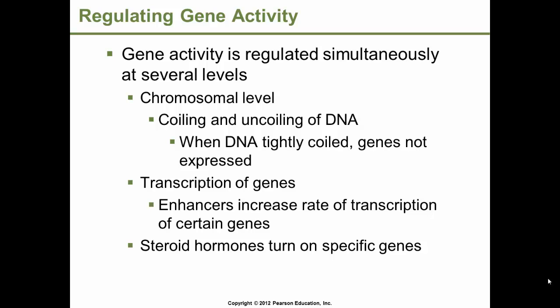Steroid hormones can turn on specific genes. Steroid hormones are lipids made of cholesterol. Thus, they can diffuse through the plasma membrane, bind to a receptor inside the cell, and go straight into the nucleus. They can bind to receptors in the target cell inside the cytoplasm. They find their way to the nucleus, the nuclear chromatin, and then can turn on specific genes.